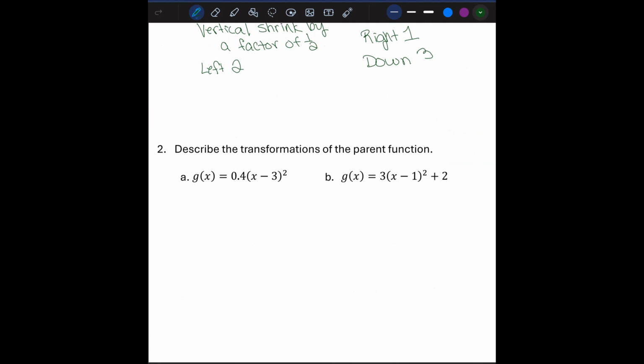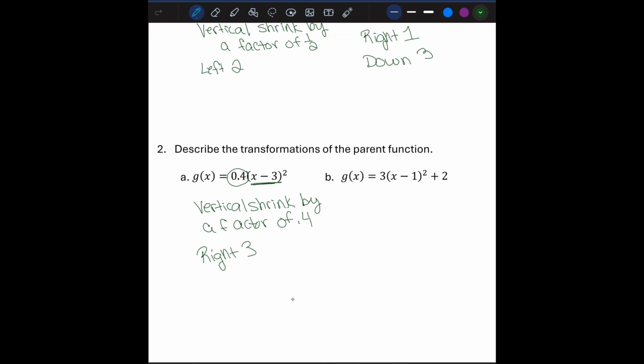All right, moving on to number 2, part A. I see that I have multiplied outside by 0.4, and on the inside I have subtracted 3. 0.4 is between 0 and 1, so I know that this will be a vertical shrink by a factor of 0.4. And since this is minus 3 on the inside, I know that that's going to move me right 3.